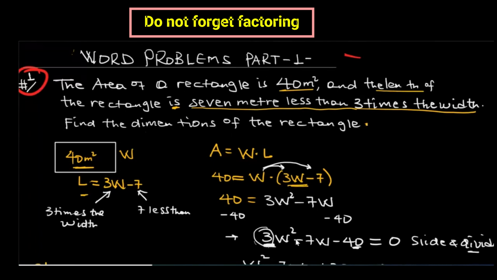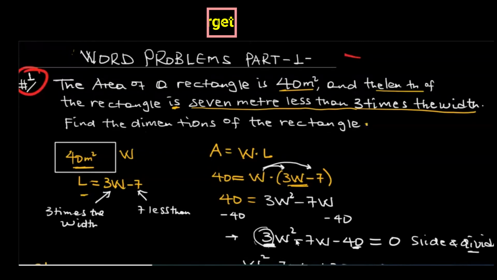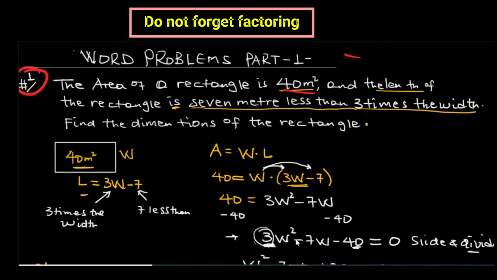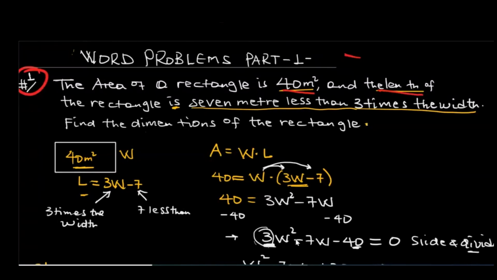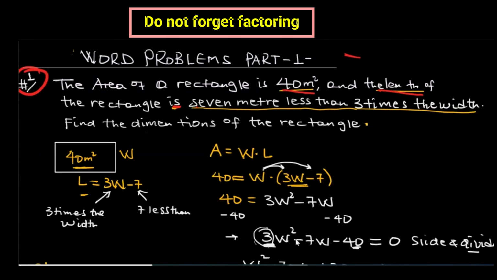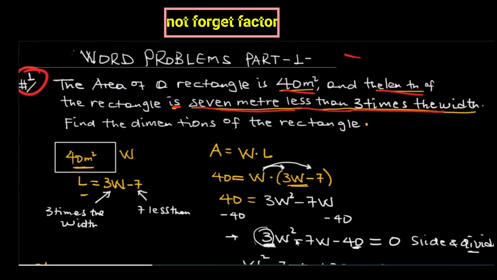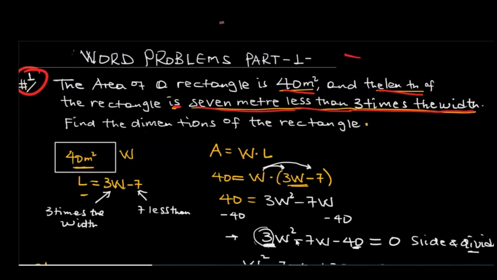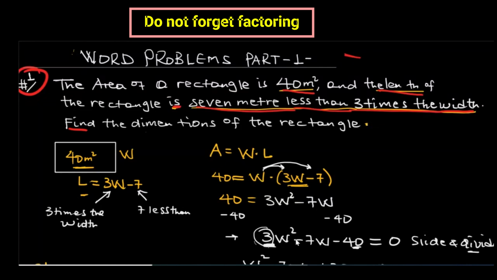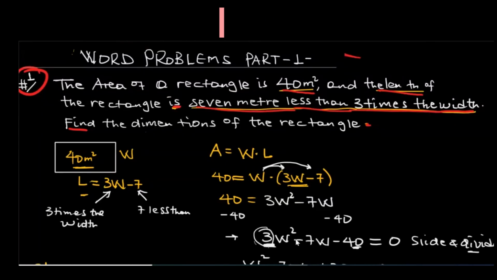The area of a rectangle is 40 square meters, and the length of the rectangle is 7 meters less than 3 times the width. This is a very important part of the problem. The question is: find the dimensions of the rectangle. The dimensions means we are going to find the width and length.